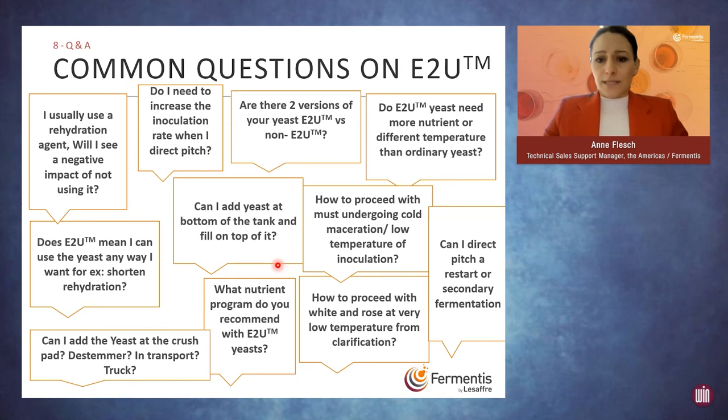How do I proceed with white wine and rosé at very low temperature from clarification? So you can direct pitch the yeast in at low temperature, even if you haven't reached the fermentation temperature. You want to make sure that you help with homogenization, so it's always better if you do it while the juice is being transferred. Until the tank reaches a certain temperature, the yeast is just not going to be active. So you're going to see a long lag phase, or not even a lag phase, until the yeast can actually be active, but it's not going to impact the yeast negatively.